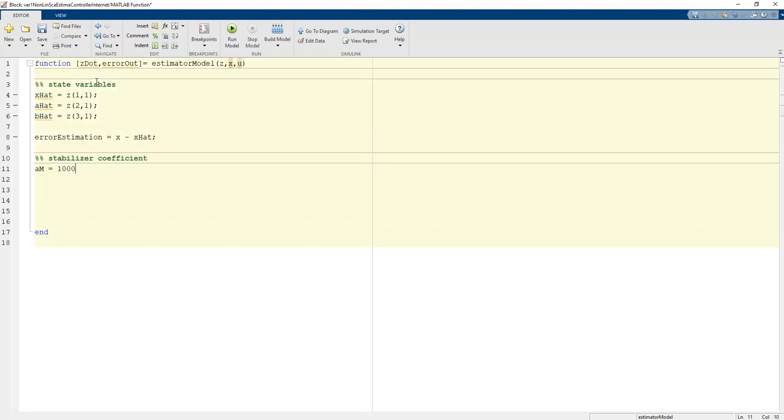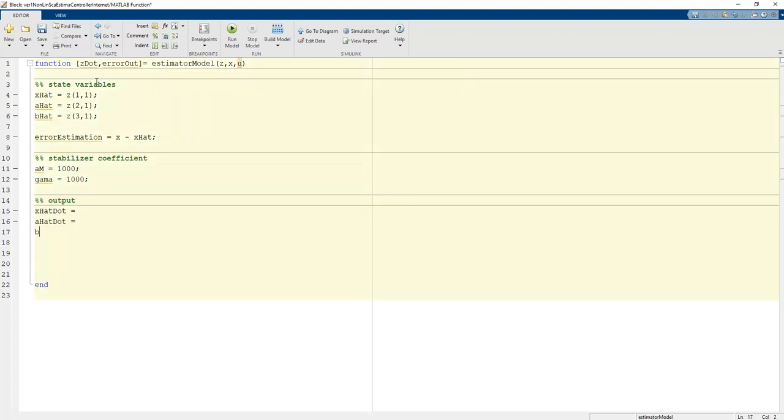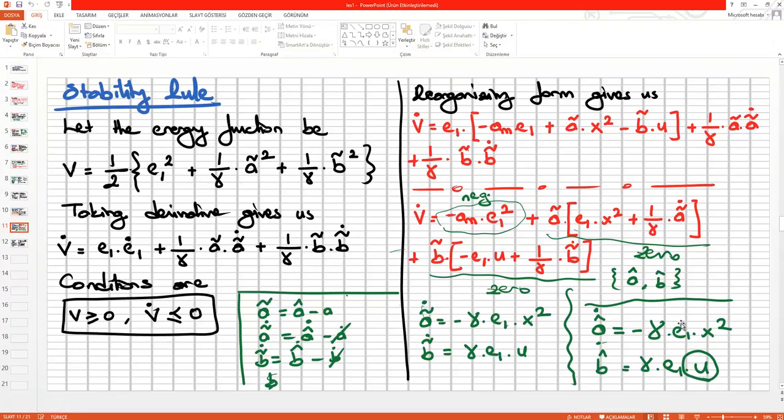AM is equal to 1000, and gamma is another learning parameter in order to estimate the proper values of the system. And so the output value should be fed with what? X hat dot, A hat dot, and B hat dot. Okay. And these are coming from what? The A hat and B hat value.